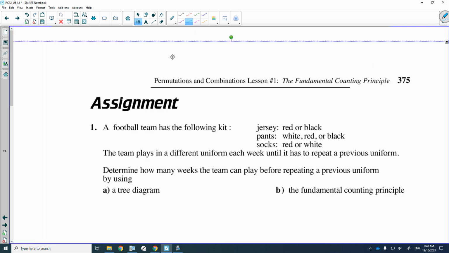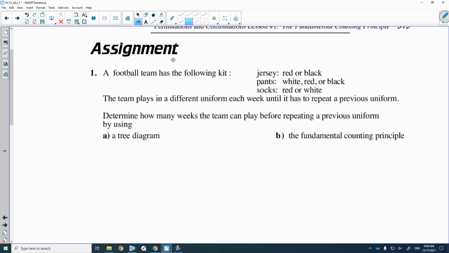So we'll set up some of this together. Okay, here, this would be the tree diagram question for number 1. It says a football team has the following kit. So they're going to get a jersey, they're going to get pants, and they're going to get socks, right? So they're going to get one of each.